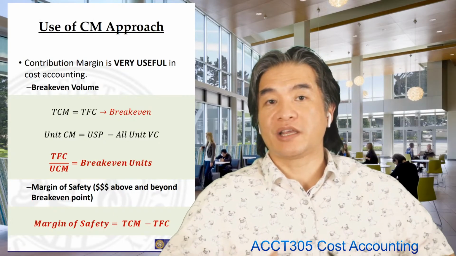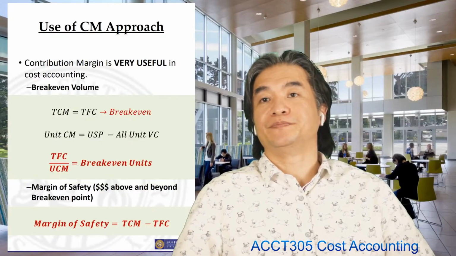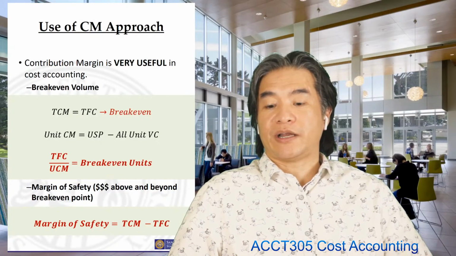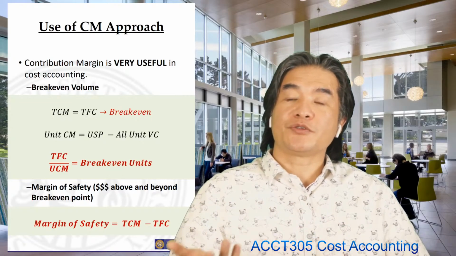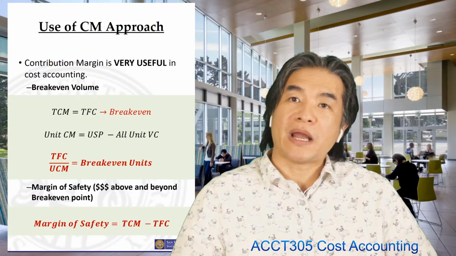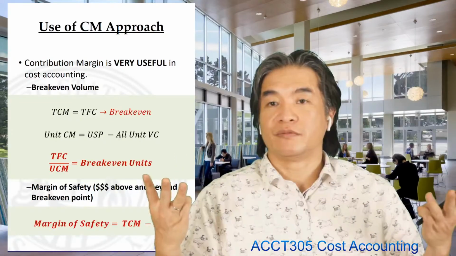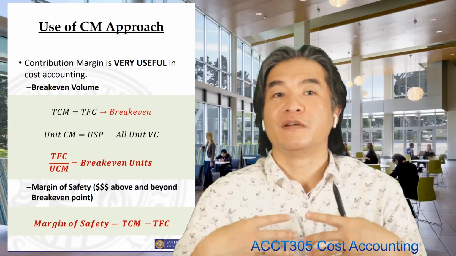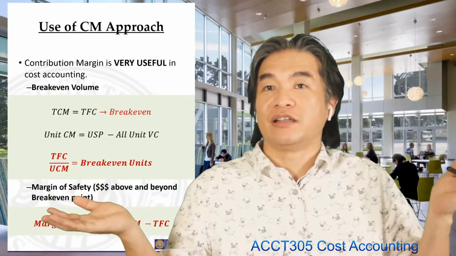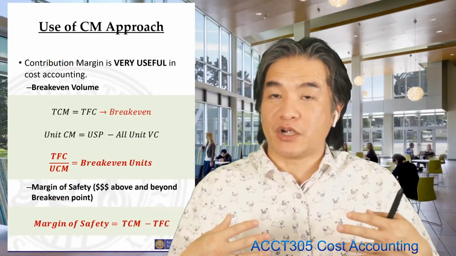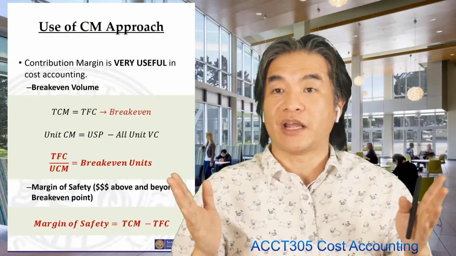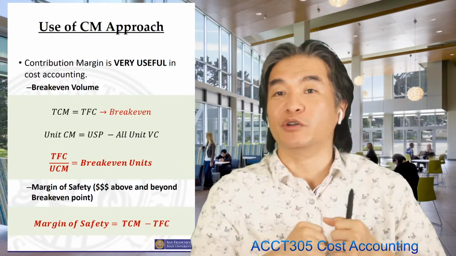Let's say my total fixed cost is $1,200. Let's just keep using the $1,200 here. And then my total contribution margin is $1,500. So my margin of safety will be $300. I can afford to not make $300 and still stay afloat. That's the idea of margin of safety, over and above the break-even point. Your wiggle room.